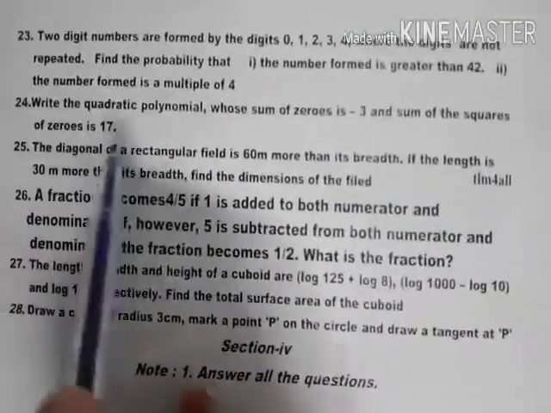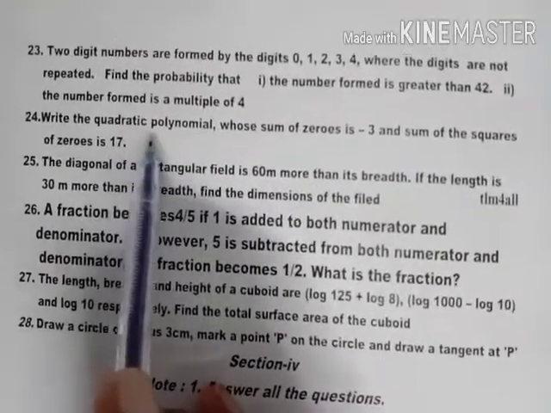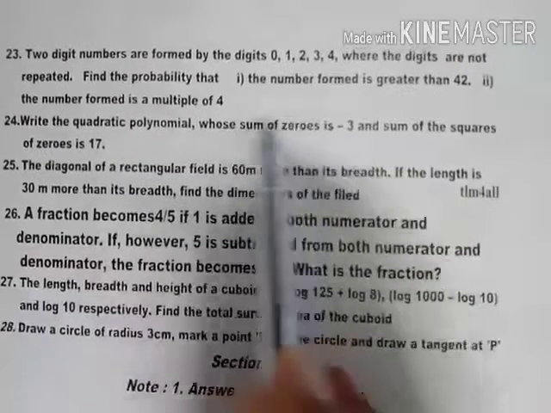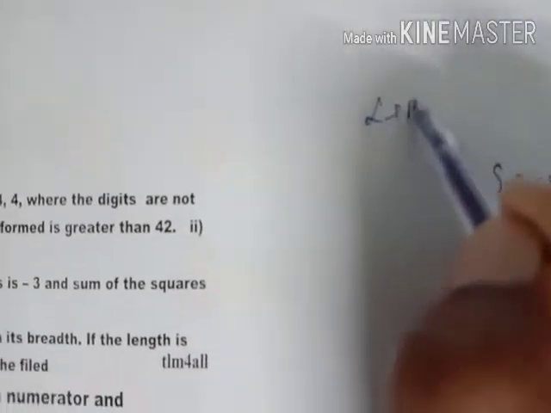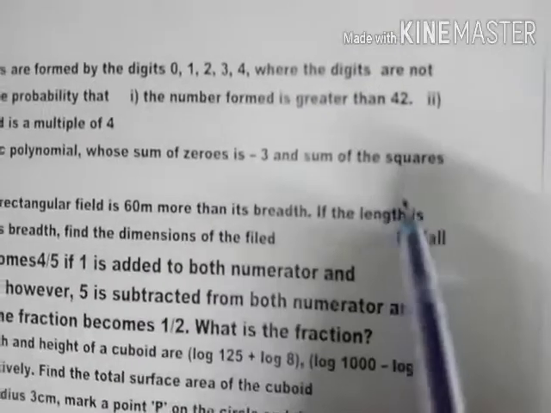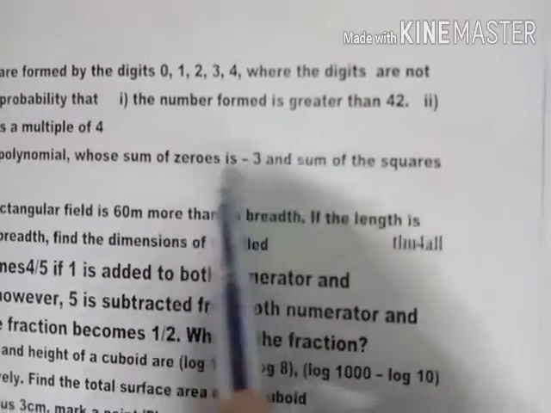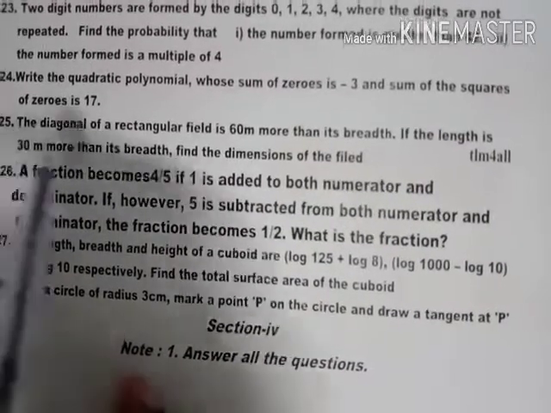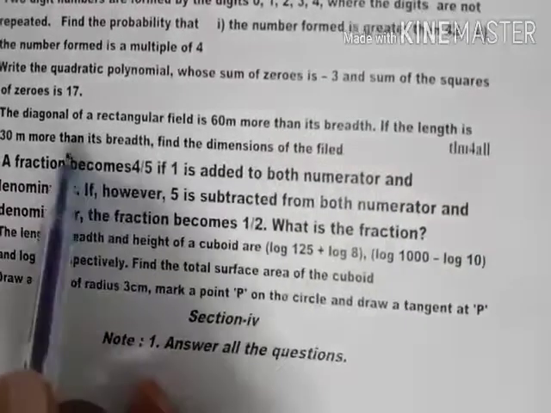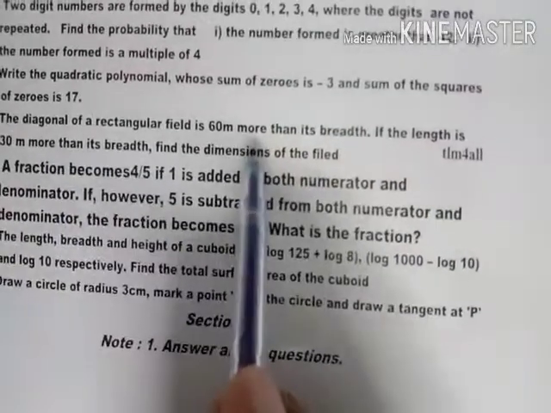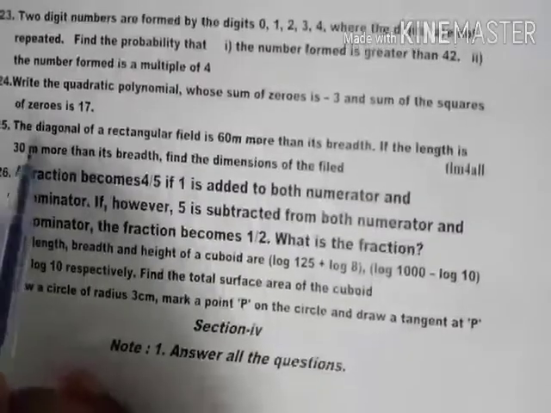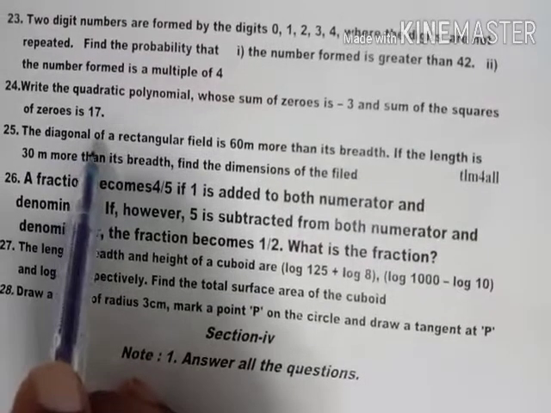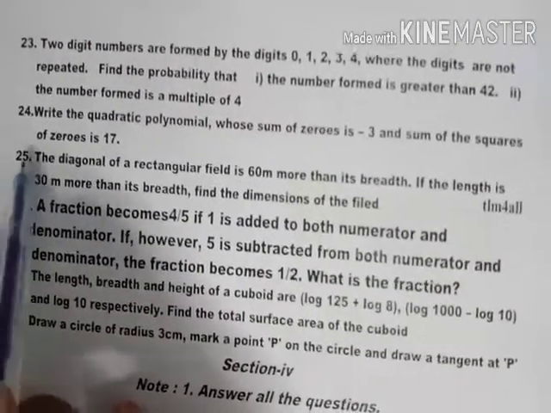And the 24th question we have in the question polynomials. So sum of zeros means alpha plus beta, and product of zeros. So sum of zeros and sum of squares, like this. So you need to answer carefully. In the 25th question we have a question on quadratic equations. I think it comes under exercise 5.4. So you need to concentrate very hard.